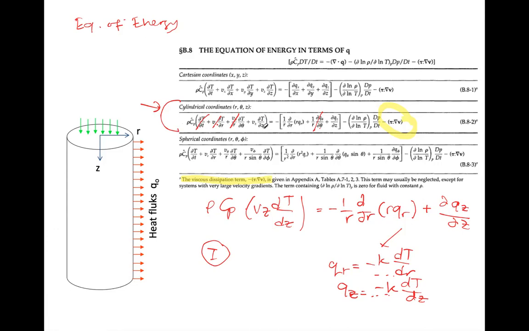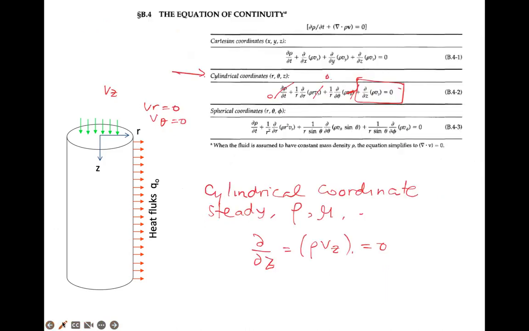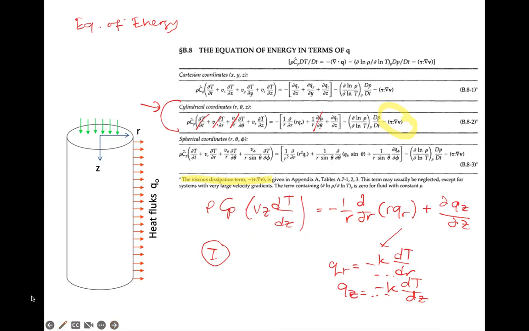So rho Cp v_z dou T over dou z, and then we have q_r over here. We don't have k_theta. Sorry, this one, we do have this: this is conduction in the Z direction, and this is conduction in the R direction. And over here is called the viscous dissipation. We don't have any change in P. P means pressure, so we don't have that.